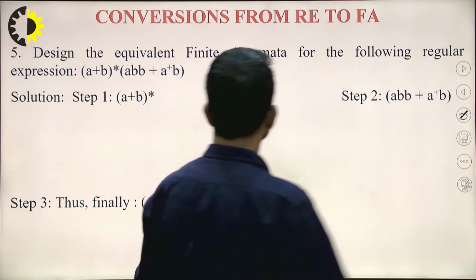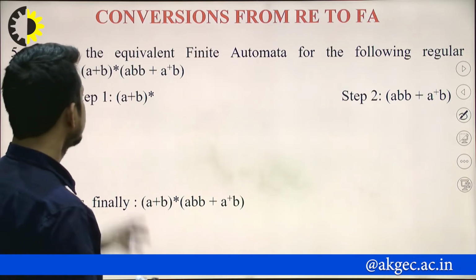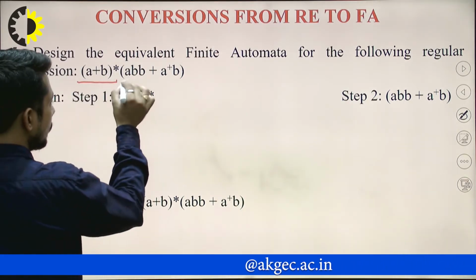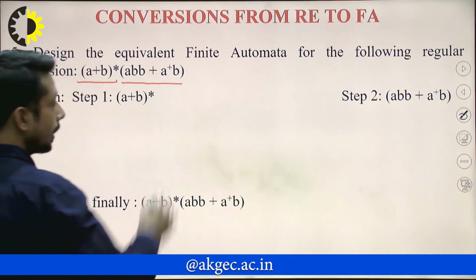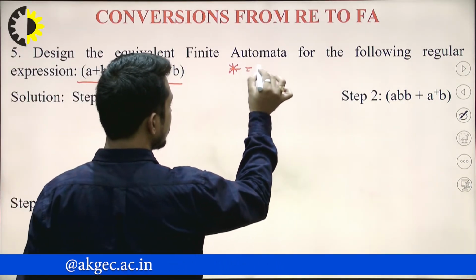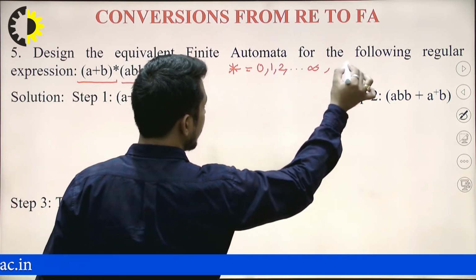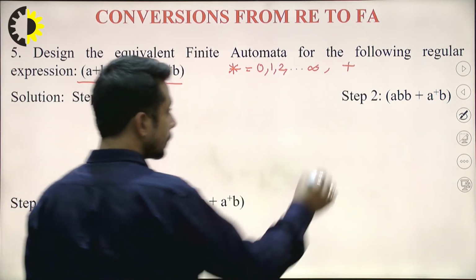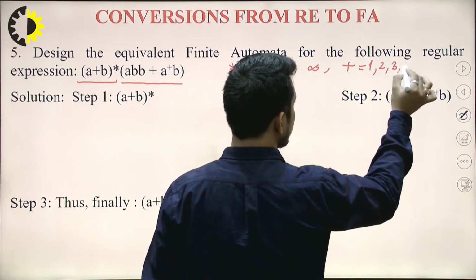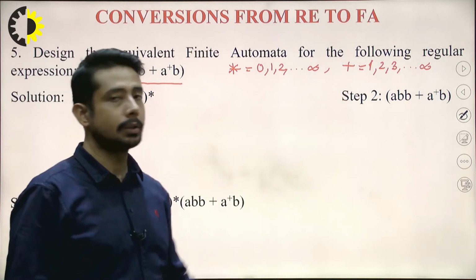Question number 5 is not a small expression, it is a bigger expression. It says (A + B)* Kleene closure into ABB plus A positive closure B. Now we remember that Kleene closure starts from where? 0, 1, 2 up till infinity. And positive closure starts from where? It starts from 1, 2, 3 up till infinity. That means only 0 is not present in the case of positive closure.